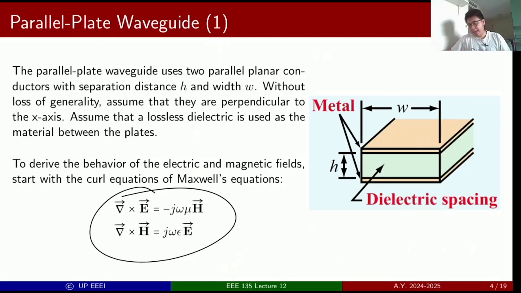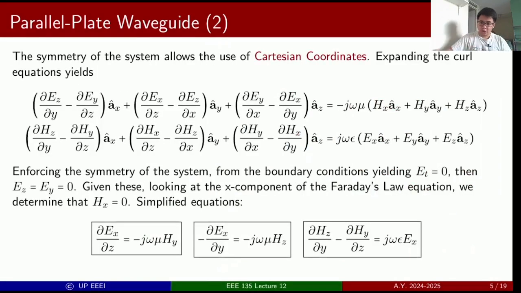So to derive the behavior of those two, we will start with this formulation, the curl equation. If you expand the curl of your electric field and your magnetic field, you get these equations on the left hand side. And on the right hand side, you just expand it in Cartesian coordinates. We're using Cartesian coordinates because the symmetry of the system can afford us that assumption, all right? So it's easier to work with Cartesian coordinates.